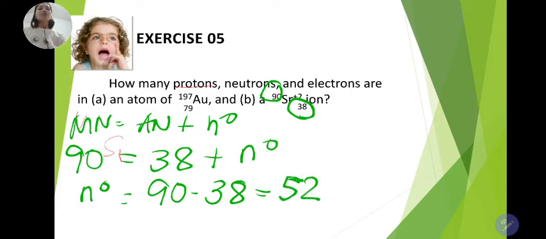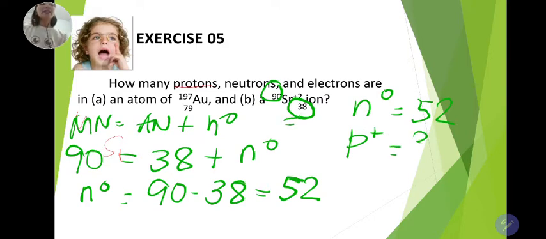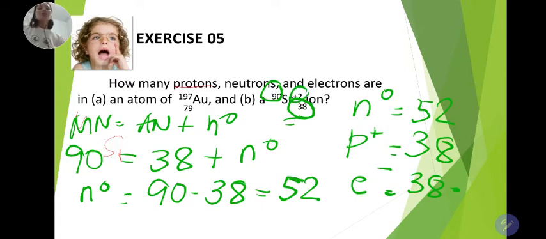So, the number of neutrons natin is 52. Ang number of protons natin ay same with our atomic number, 38. So, yung electrons natin, number of electrons, supposedly, kapag neutral yung atom, it should have the same number of protons. So, dapat 38 din siya. But, we have a positive 2 charge in our given strontium ion.